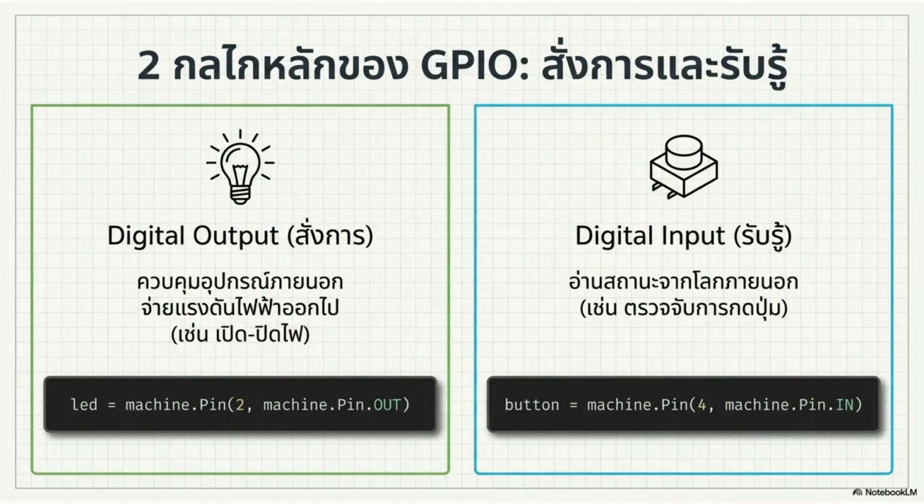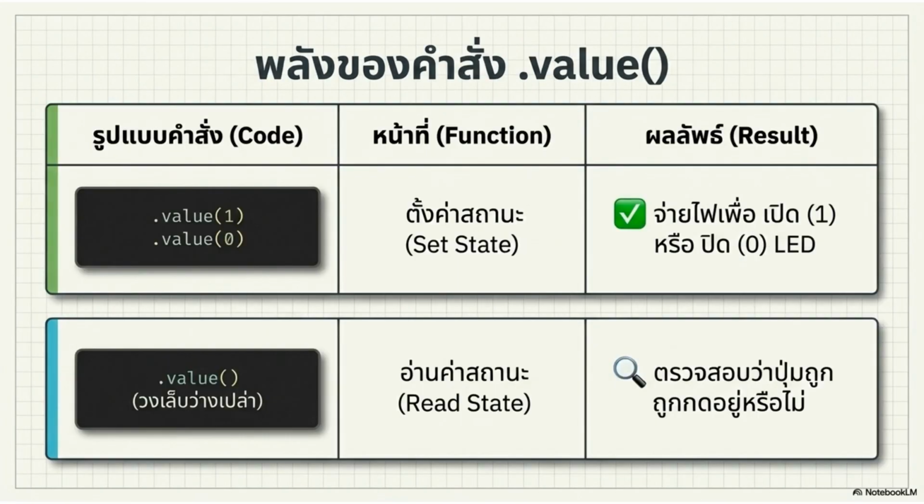Digital output is for commanding external devices, such as supplying voltage to turn an LED on or off. Digital input is for sensing the external world, like detecting a button press. The value command is powerful. Using .value(1) or .value(0) sets the state, either supplying power, 1, to turn on an LED or turning it off, 0. Using an empty .value() reads the state, checking if a button is pressed.